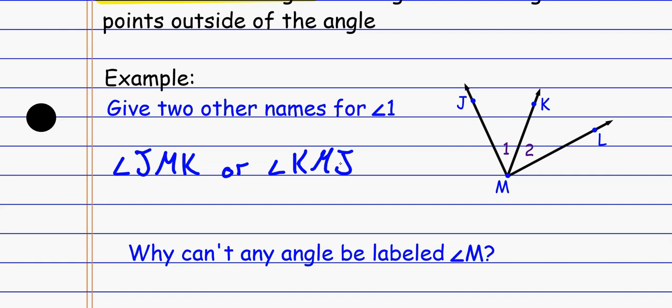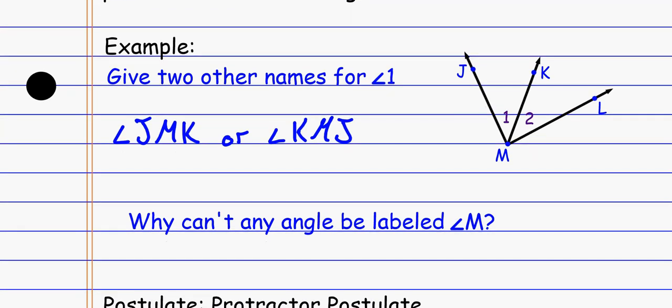The second question here is, why can't I use the label of angle M? Why would angle M not be an acceptable name for angle 1? And the answer is, well, look at where M is. At M, I have more than one angle. In fact, I have 3 angles that start at M. I've got this guy, angle 1. I've got this guy, angle 2. And I also have this big angle, JML. So there are 3 different angles that could be angle M.